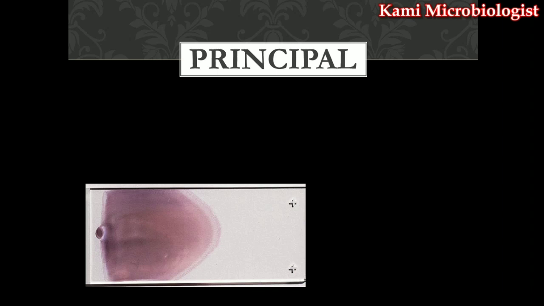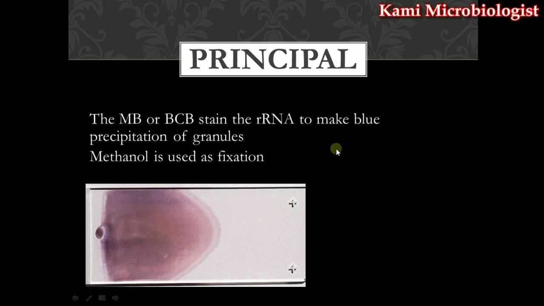Now let's see the principle of that test. In this test, as we talked, we use methylene blue stain or brilliant crystal blue stain, any one of the stains. What is the purpose of using that stain? When we use any one of the stains, it will react with the ribosomal RNA. Once it reacts with the RNA, under the microscope it will make a precipitation of the granules, and under the microscope you will find a bluish, thread-like structure. This is due to the methylene blue or brilliant crystal blue.